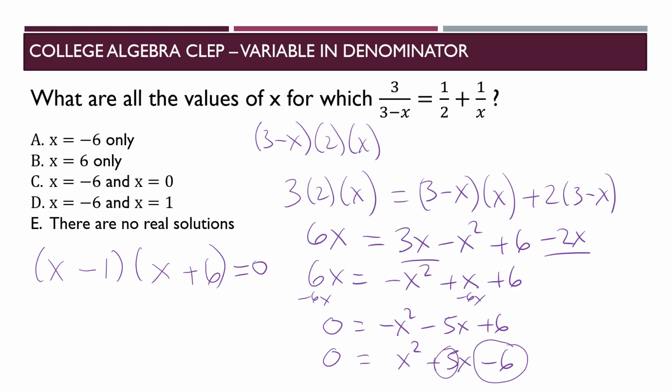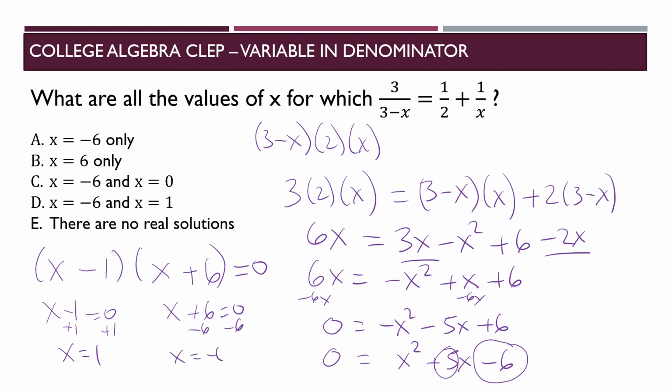So now we use our zero product rule, set each of these parentheses equal to 0. So x minus 1 equals 0. x plus 6 equals 0. I'm going to solve here. I'm going to add 1 to both sides. x equals 1. Subtract 6 from both sides here.